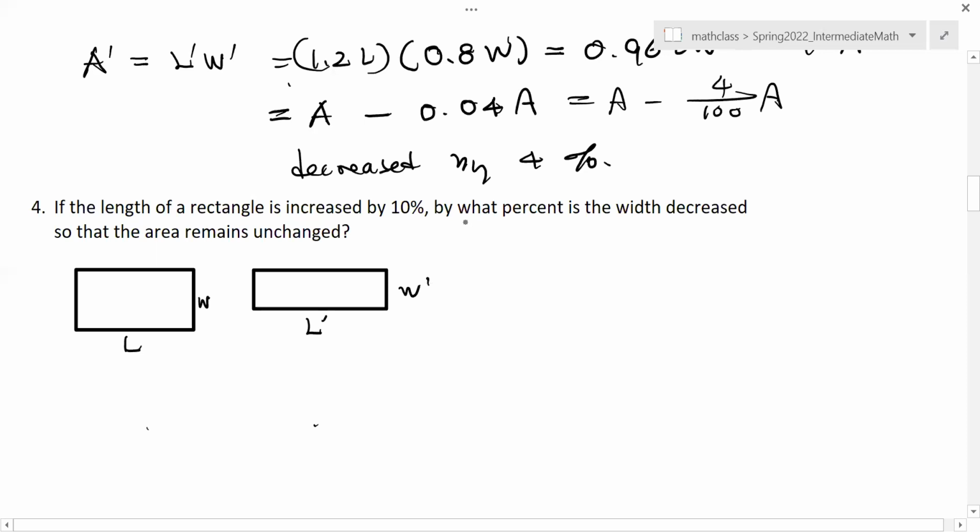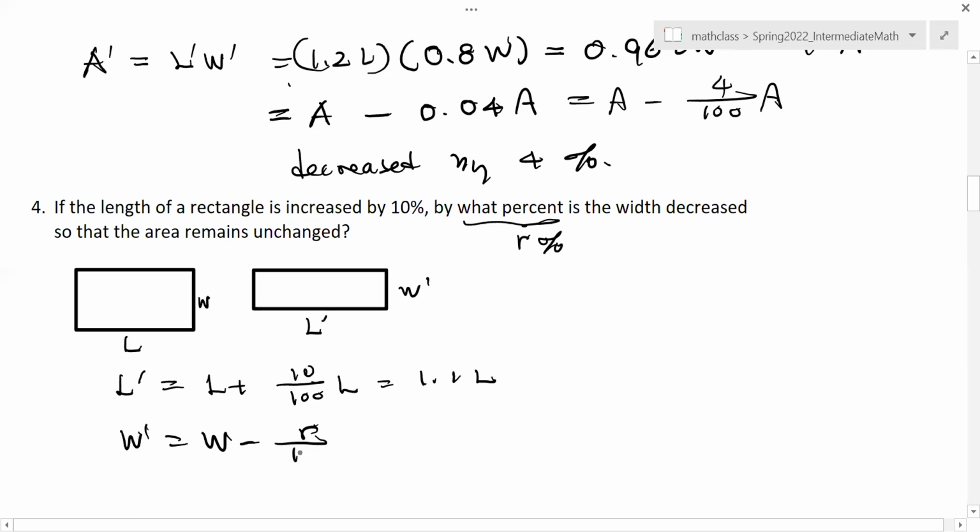This is a word problem. By what percent? We say R%. Okay, I want to find R. So what are we given? We are given L prime equals L plus 10%. Okay, it's 1.1 L. Okay, that's a relationship. And W prime is going to be W minus R over 100 times W. So now this is not clear, so I just say 1 minus R over 100 times W. Okay, that's my hint. Can you continue?